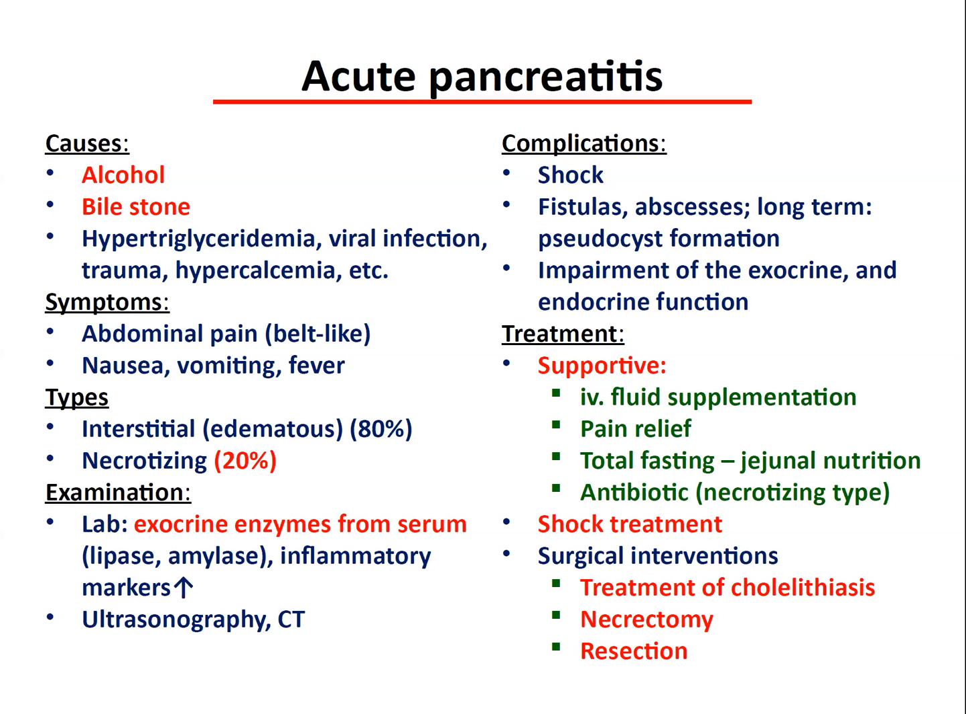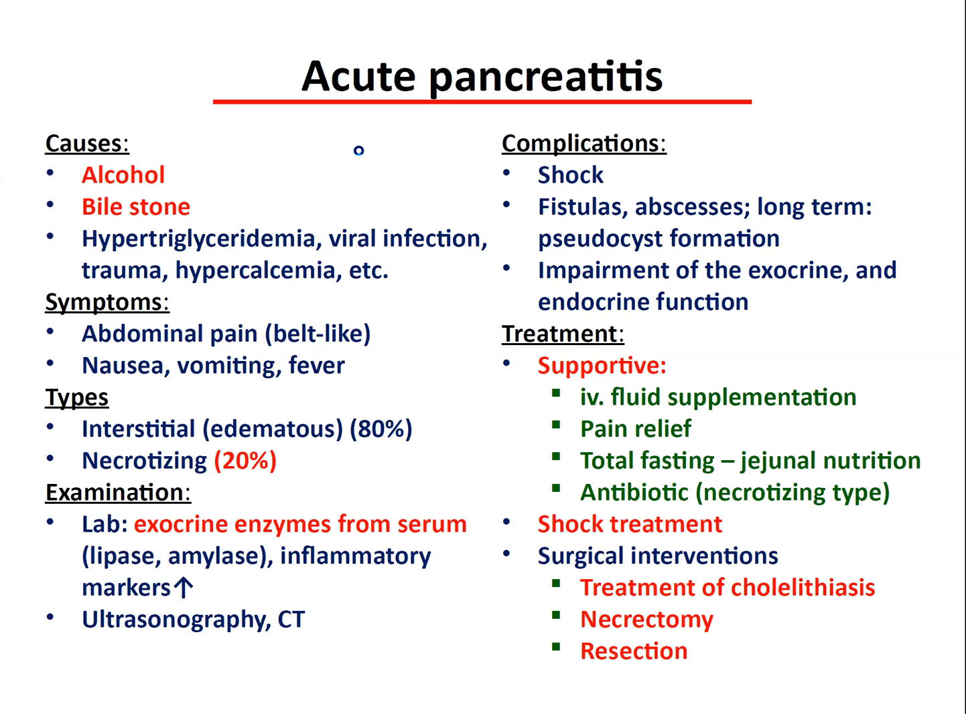Now, the symptoms are usually accompanied by abdominal pain, a bat-like pain, nausea, vomiting, fever. And this is what I mentioned, that it can be the edematous or interstitial one, about 80%. And the necrotizing one, when we have peritonitis, takes about 20%, and that's a very severe condition and usually a lethal one.